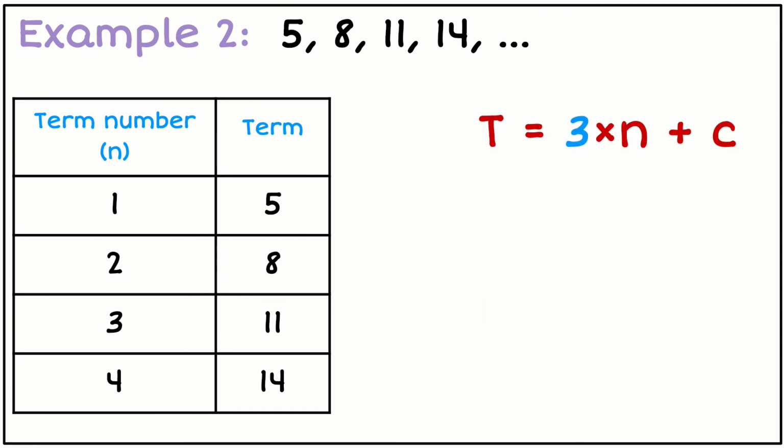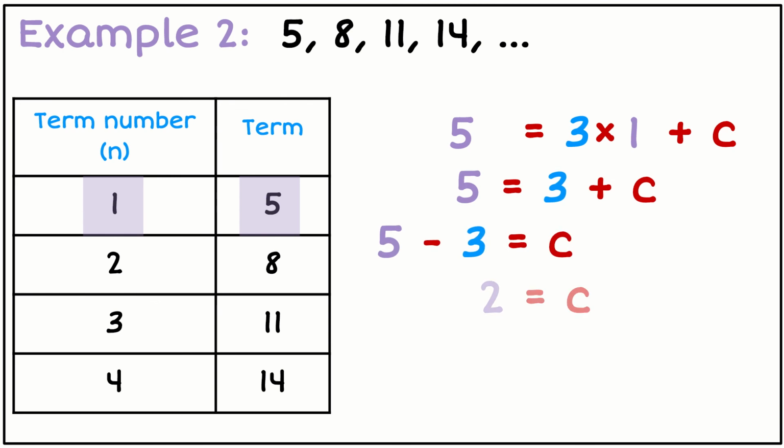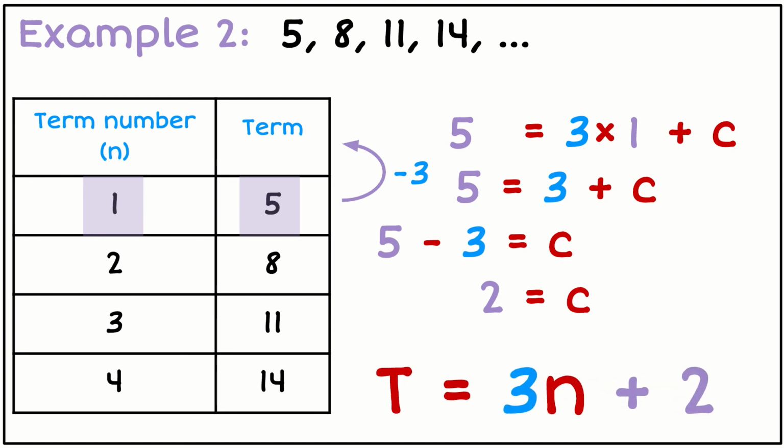Now we want to go on and find what our constant c is. So we're going to start by substituting 5 for the term and 1 for n. Rearrange and solve that equation, and that gives us a value of 2. Or if I took that term 1, 5 minus 3, take away that, gives me 2. That will find my constant value c as well. Then I can put both the difference and that constant into my general equation, and that gives me the final equation for this pattern. T equals 3n plus 2.